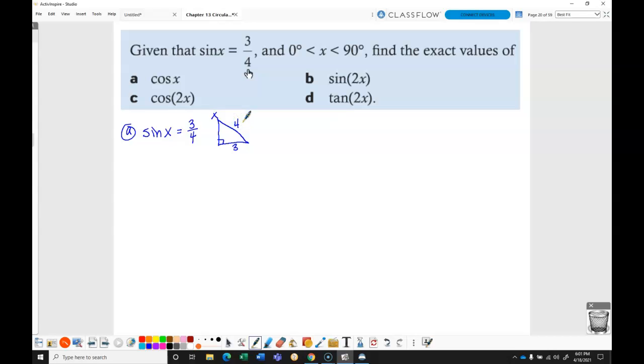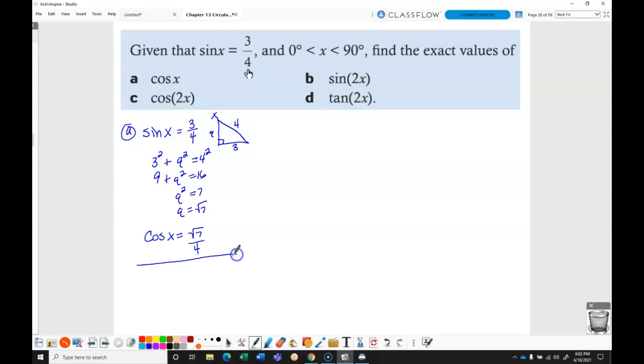So if I want to figure out that other side, which comes into play to the cosine, I can do that by using the Pythagorean theorem. So I would say 3 squared plus, let's just call it q, because that's the side we need, squared equals 4 squared. So we've got 9 plus q squared equals 16. So q squared equals 7. So q is equal to the square root of 7. Which then I can find the cosine of x equals the adjacent, which is q, over the hypotenuse, which is 4. So that's one way to do it.